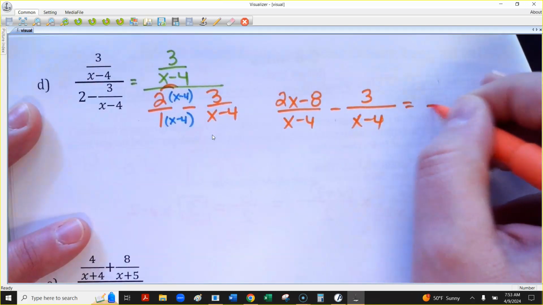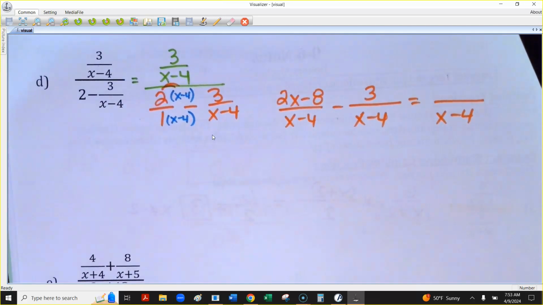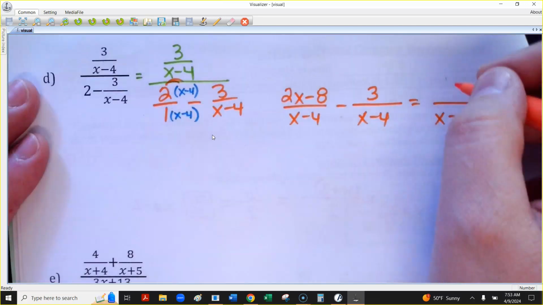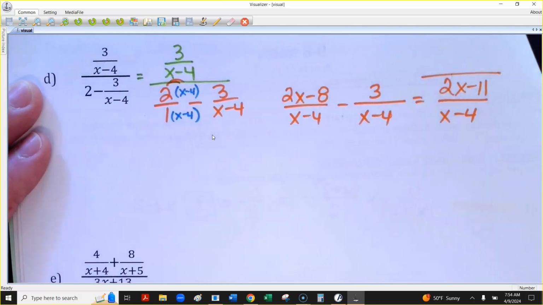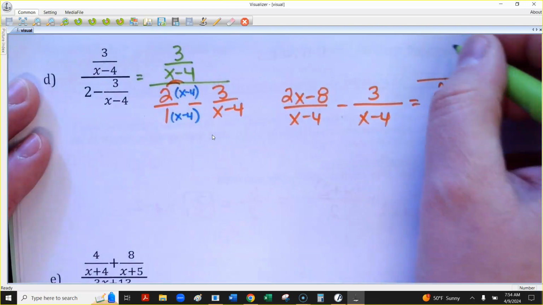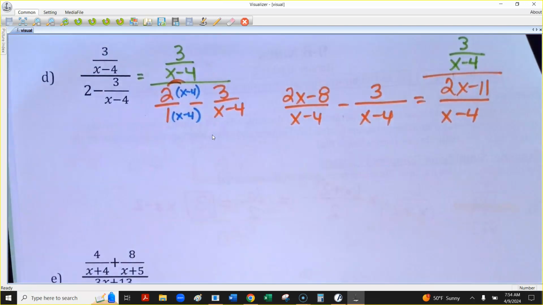And then once we've got our common denominator, you just keep that the same. And I'm actually just going to subtract across the top. So I have 2x minus 8 and then minus 3. So if you simplified that, you'd have 2x minus 11. And then remember, I didn't really change this, and you don't have to keep rewriting it, but the numerator was that 3 over x minus 4.